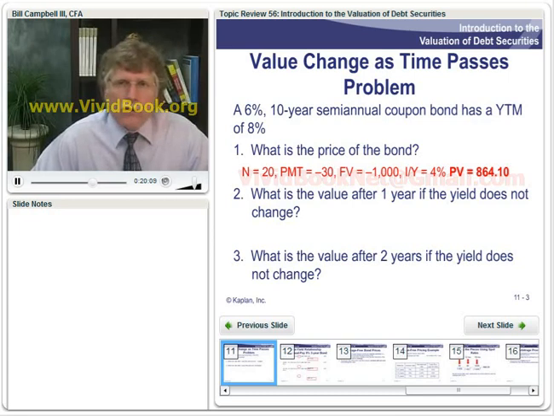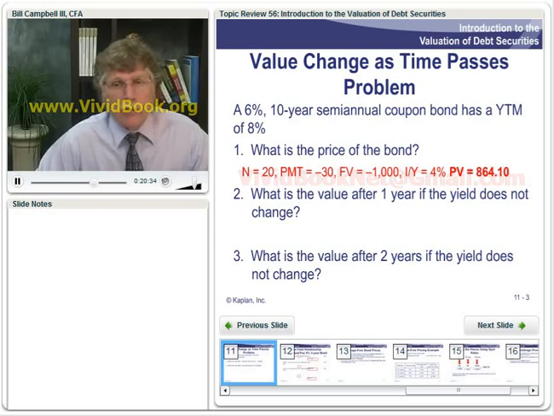Now we are looking at this from the viewpoint of the issuer, the viewpoint of the company or government that issued this bond. They are having to pay out coupons of $30 every 6 months and a future value of $1,000. The interest per period is 4%. Yield to maturity is 8% for a year, 4% every 6 months.